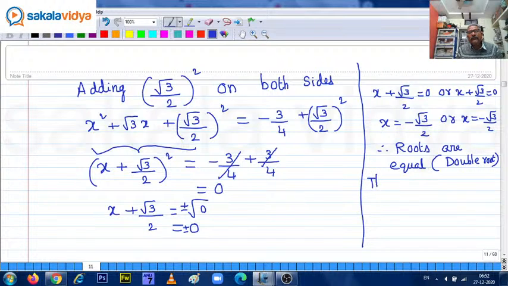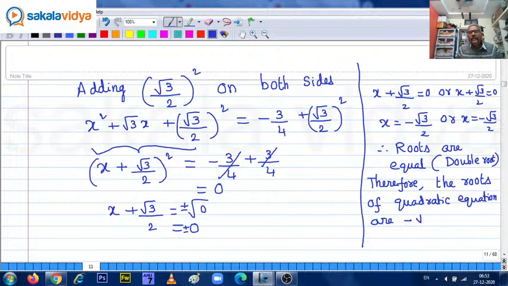So therefore, the roots of the quadratic equation are minus root 3 by 2 and minus root 3 by 2. If you say this is alpha and beta, here alpha is equal to beta. Roots are equal, we say that.